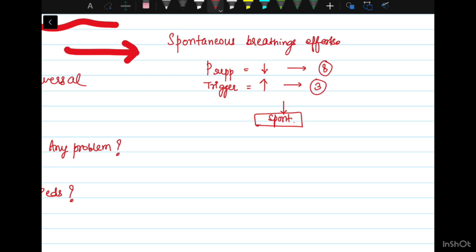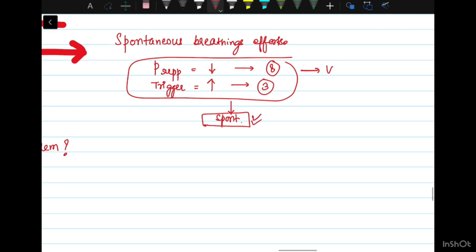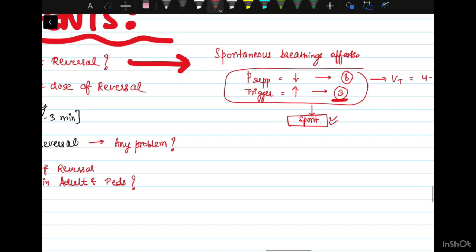for the spontaneous mode. Now if the patient is breathing on the spontaneous mode, or has at least reached this stage where the pressure support has reduced to 8 and is generating a good tidal volume of about 4 to 6 ml per kg, that is when you can realize that he is gaining enough power in the diaphragm muscle and is generating that much tidal volume at a pressure support of 8, and the trigger has increased till 3. So the patient is making sufficient recovery and you can start giving reversal.